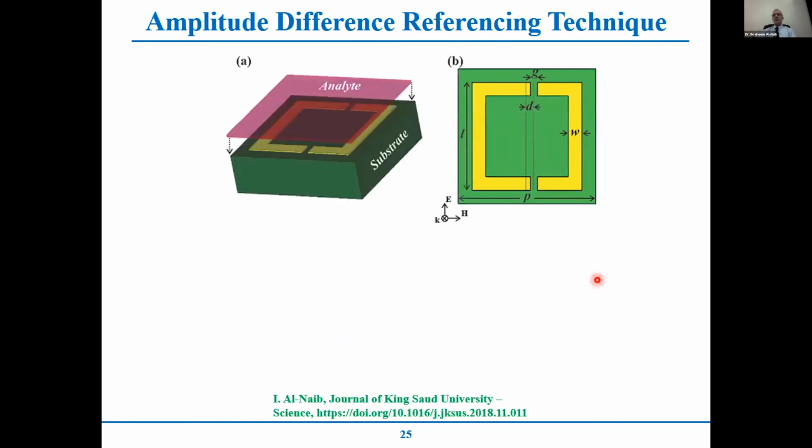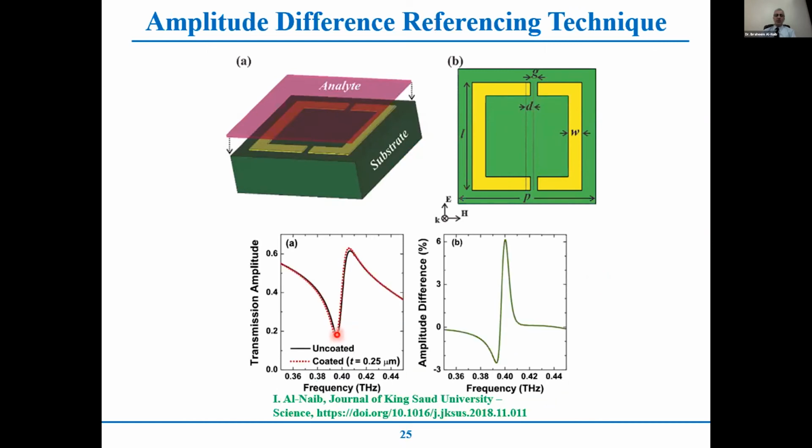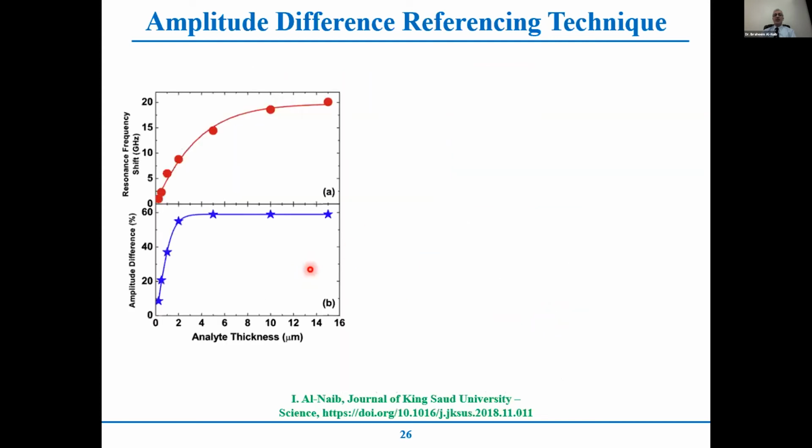Normally we don't have a problem, as we said, with micrometer analyte thickness, but with very small thickness, we have a problem with the shift in the resonance. Here 0.25 micron will show a very small shift, but what we can do is take the difference between these two amplitude responses, and we get almost a 6% difference that we can easily use to find out what thickness we have.